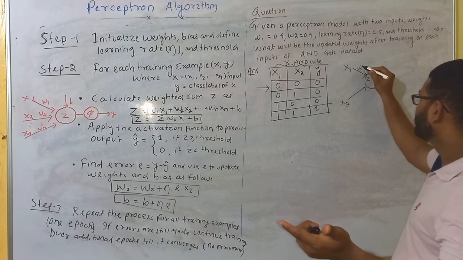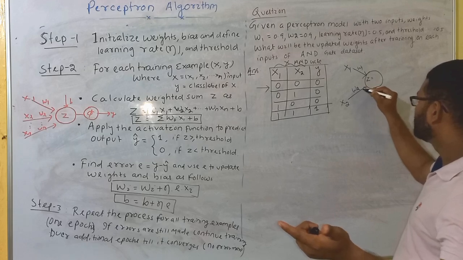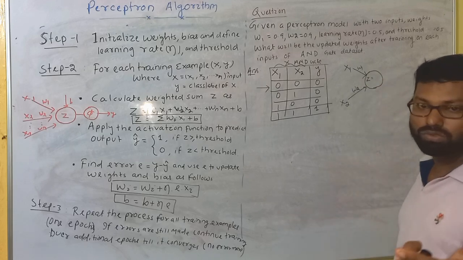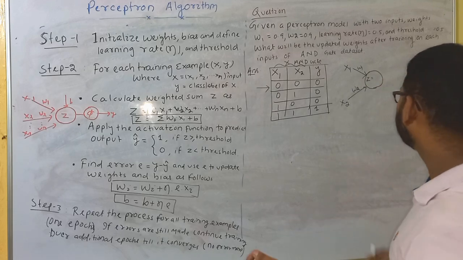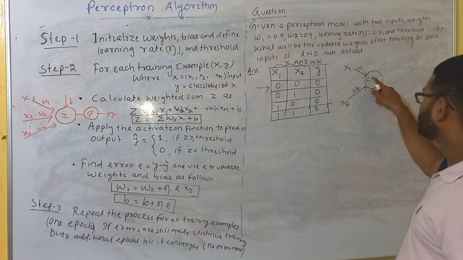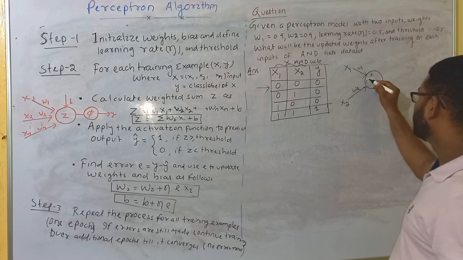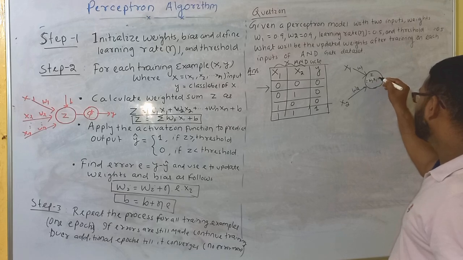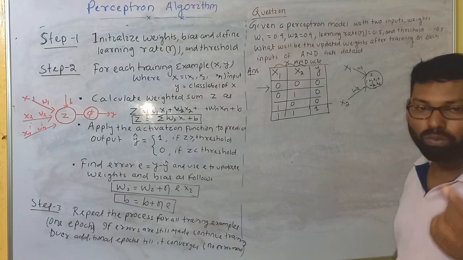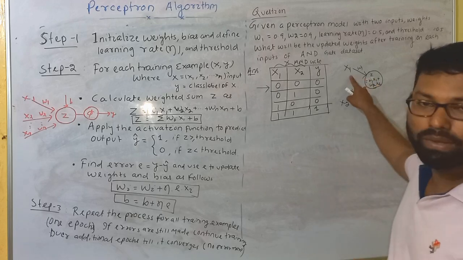These are the two weights and two inputs, and in the question the bias factor is not available, so no need to use that. First we have to find the weighted sum. So the z value is equal to w1 x1 plus w2 x2. This is your weighted sum value. You have to first calculate the weighted sum.